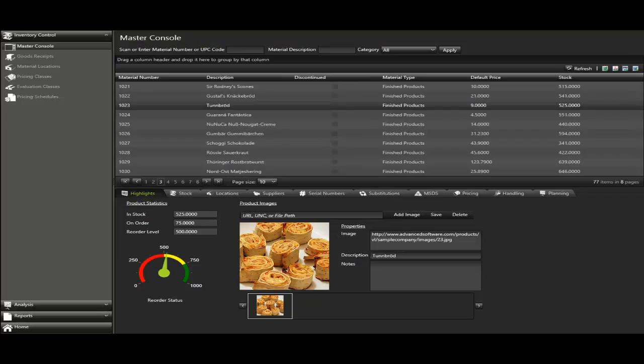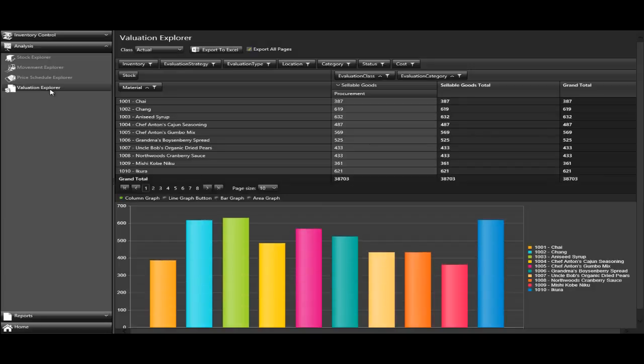Let's continue to focus on some of the analytical features of the materials management engine. The one I'd like to show you under the analysis section is the Valuation Explorer. The goal of the Valuation Explorer is to determine, of the items that you have in stock that are valued on your balance sheet, that are an important asset to you, how is that valuation being determined? Where are we getting those numbers?